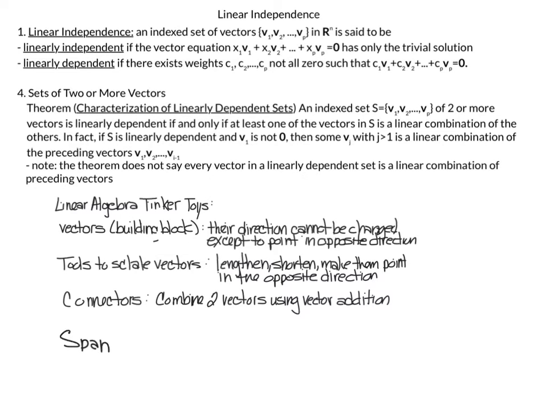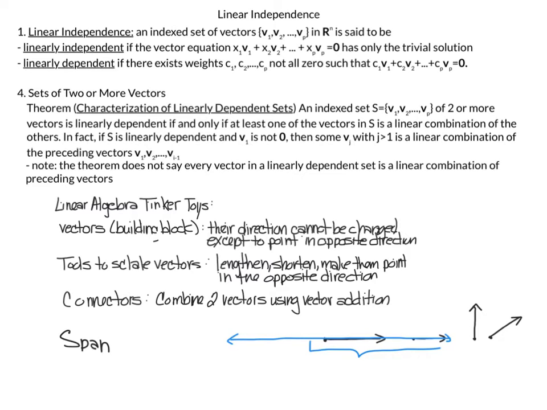So for example, if all the tinker toys you had pointed in the same direction, let's say they all pointed to the right, there's no way you could plug them into your vector addition and get a vector that pointed upwards or even at a 45-degree angle. So the span of just these two vectors, well, you could scale them and add them together and point them in the other direction, but the span is just vectors that point somewhere along this line, pointing in either direction.